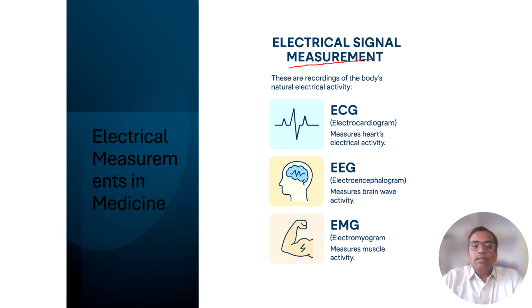The ECG signal will look like this. ECG, or electrocardiogram, measures the heart's activity. EEG is used for brain activity. EMG is used for muscle activity.